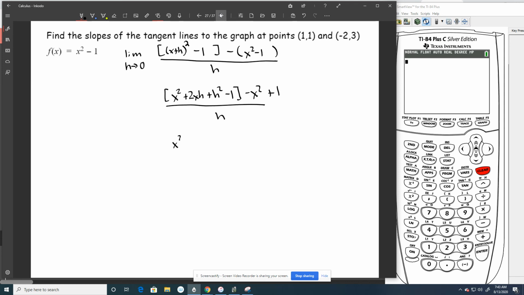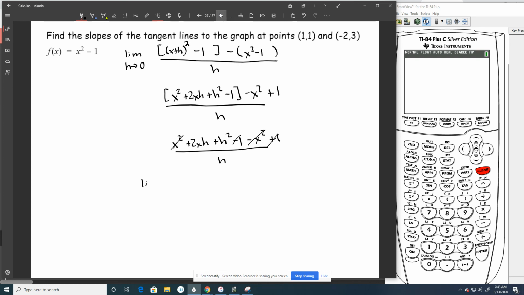So we've got x squared plus 2xh plus h squared minus 1. I don't need those brackets anymore. Minus x squared plus 1. I probably could have left them out in the last step. But remember, if I did this correctly, everything that came from the parentheses, this negative x squared should cancel out. This plus 1 should cancel out. So I know that I did it right, or at least it looks like I did it right.